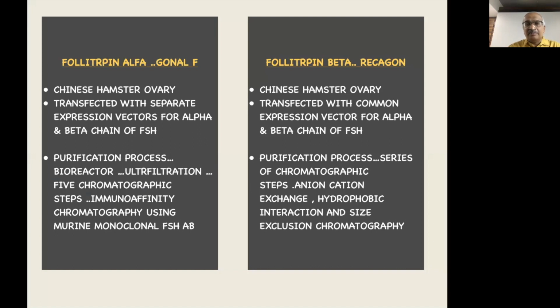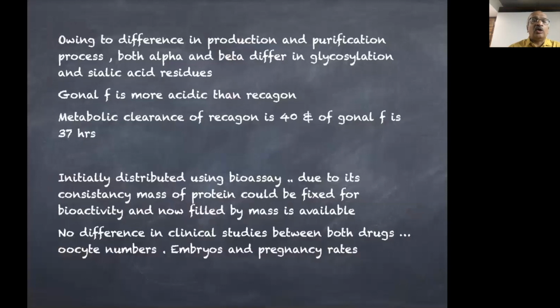Then came the development of follitropin alpha, that's Gonal-F, and follitropin beta. It was basically a recombinant FSH molecule. Follitropin alpha, Gonal-F, came from the Chinese hamster ovary, transfected with separate expression vectors for the alpha and beta chains. The two molecules differed in their purification process: there was a bioreactor, ultrafiltration, and five chromatographic steps with immunoaffinity chromatography for FSH alpha, while the purification process for Recagon used a series of chromatographic steps, anion and cation exchange, hydrophobic interaction and size exclusion chromatography.